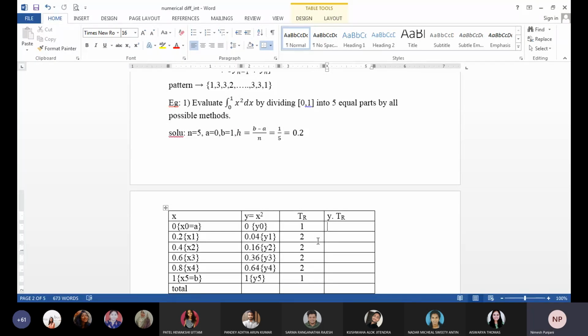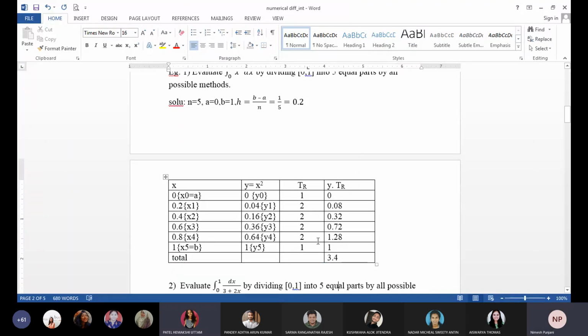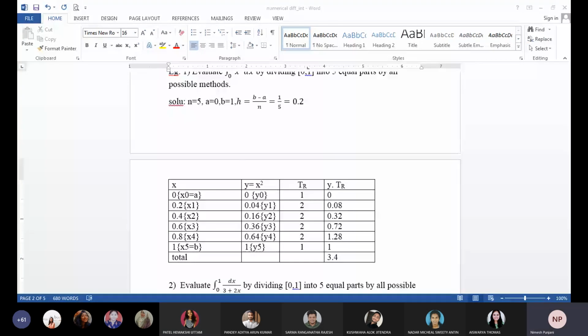Now y into TR. You have to multiply the value of y and the value of TR. So this is 0, 0.08, 0.32, 0.72, 1.28 and 1. Then we have to total it. We have to total y into TR. So what is the total of y into TR? 3.4. Check. Yes, sir, 3.4. Right, 3.4 came.